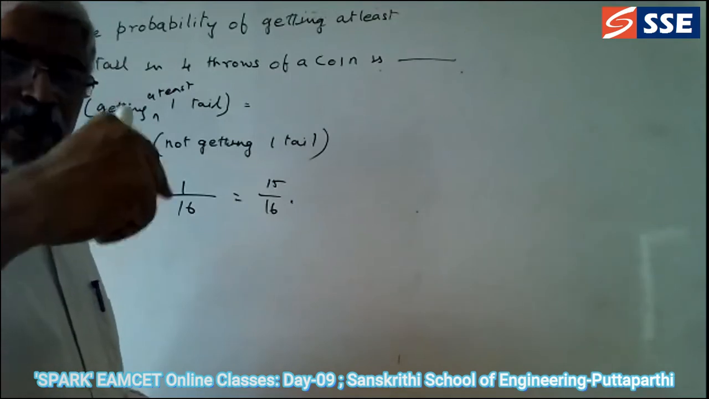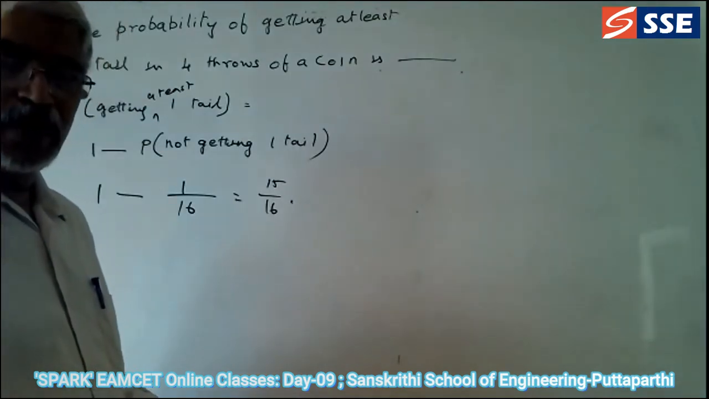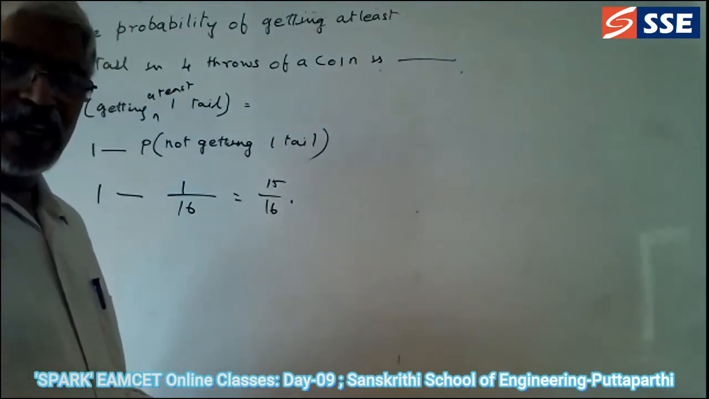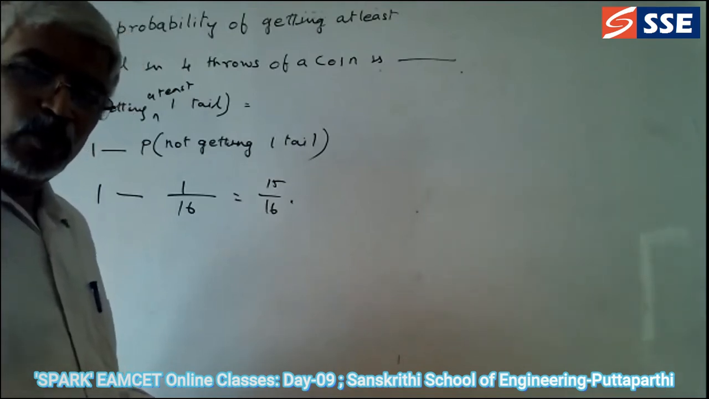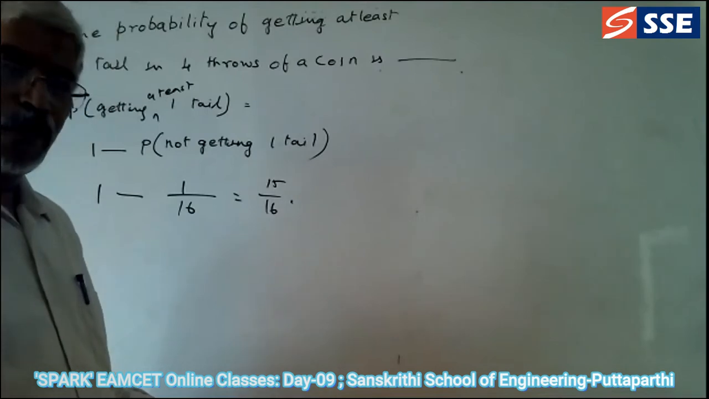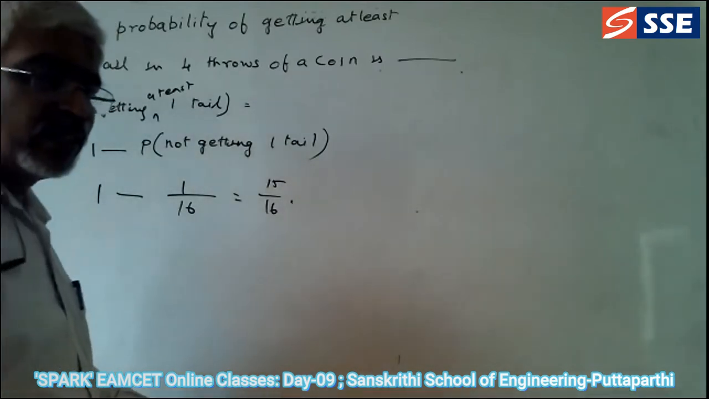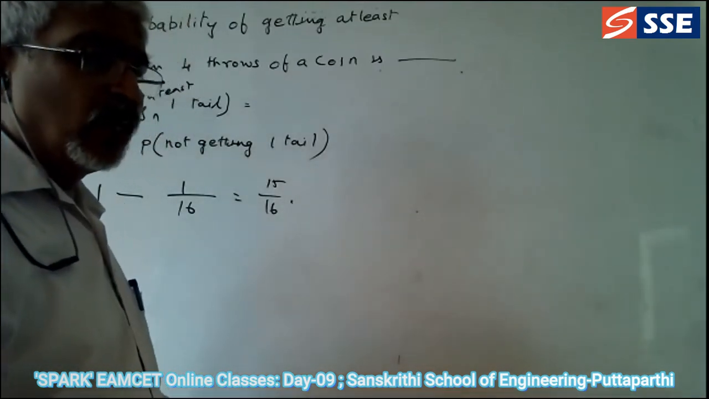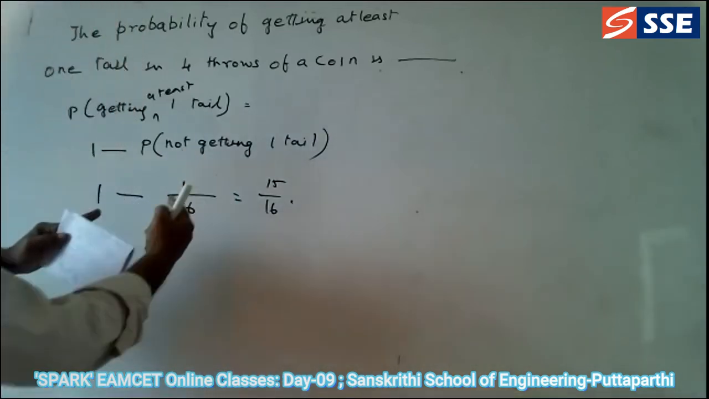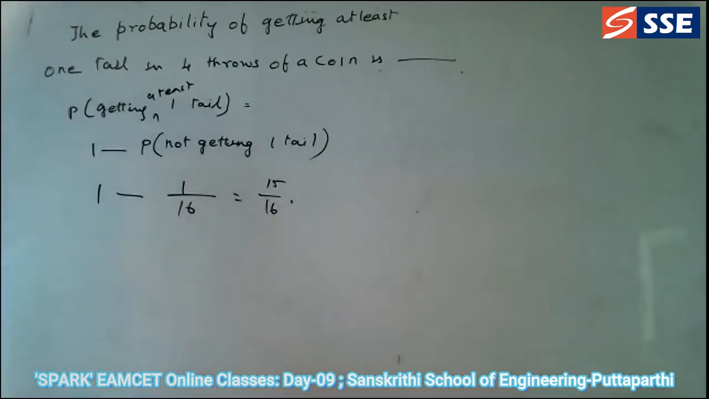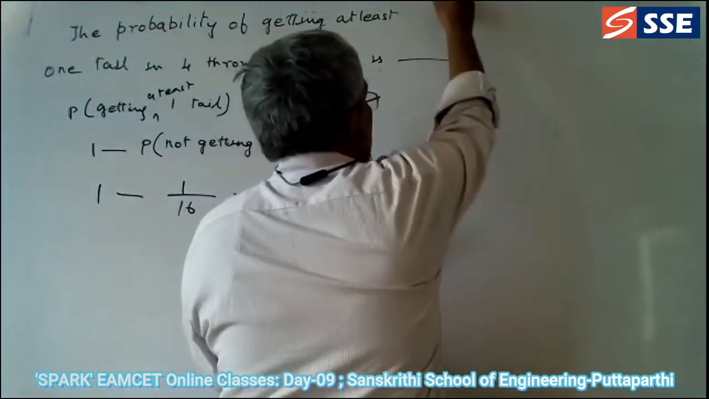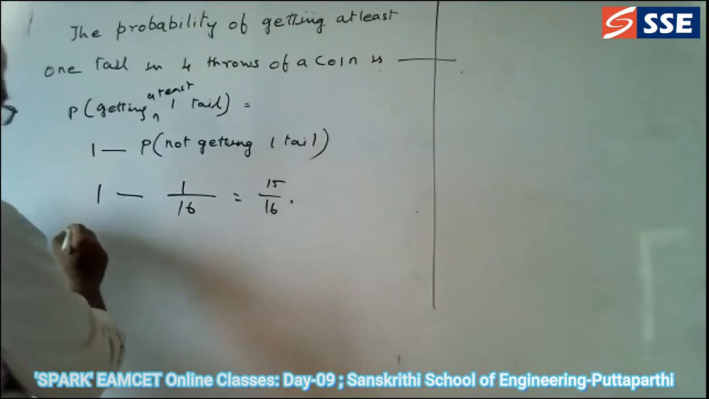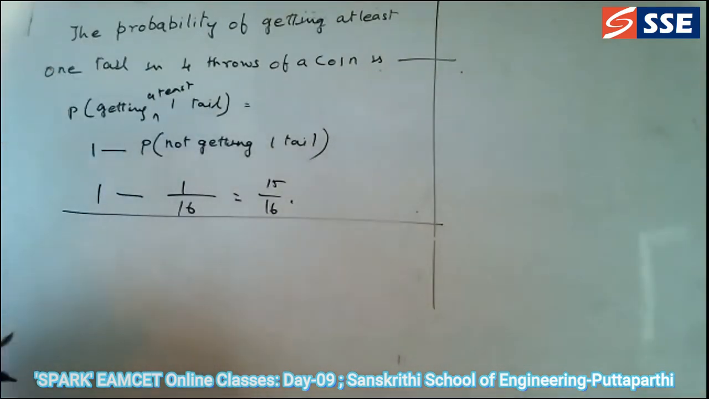For 4 throws, 1/2, 1/2, 1/2, 1/2. So the chance of not getting a tail is 1/2 into 1/2 into 1/2 into 1/2. That is 1/2 to the power of 4, which is 1/16. Okay, understood now? So you can use 1 minus the reverse, which is easier. The same type of another problem we can go for.